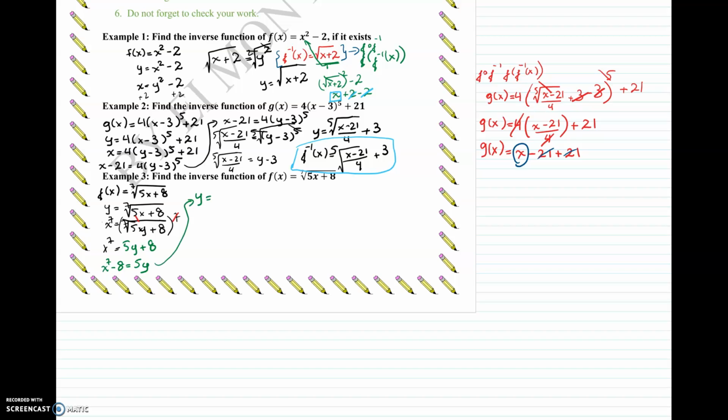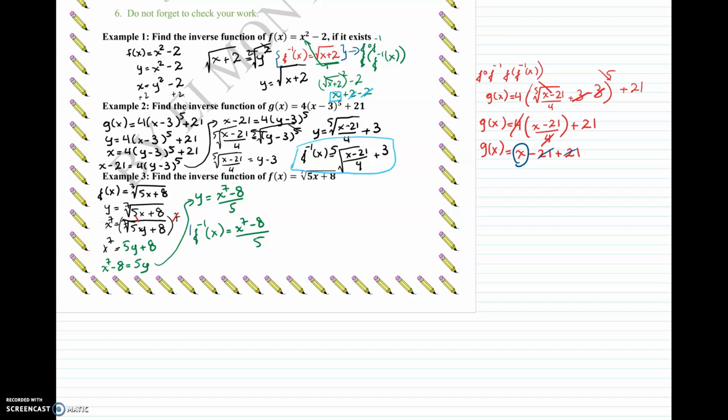So y is equal to x to the 7th minus 8 over 5. And you rewrite this as the inverse. f inverse of x is equal to (x to the 7th minus 8) over 5. And now we got the answer.